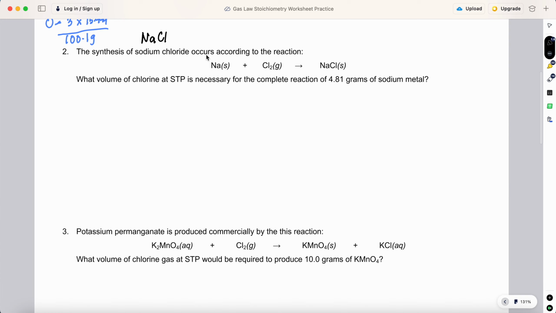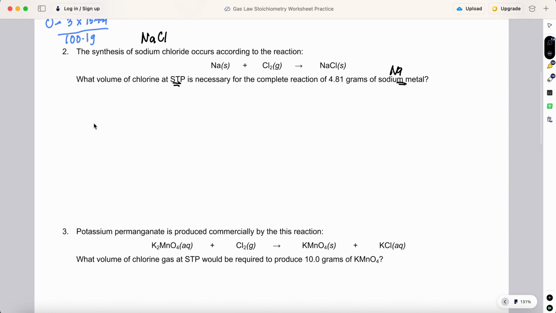The question here is, what volume of chlorine gas at STP is necessary for the complete reaction of 4.81 grams of sodium metal? Sodium metal, when we say metal, this is in the form of solid, right? So we don't have any sodium metal aside from Na. And this is what we call Cl2, what is known as chlorine gas.